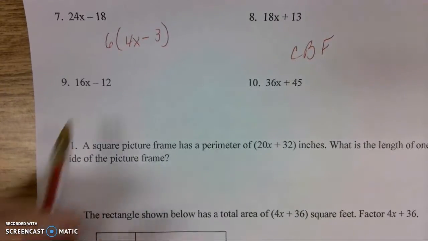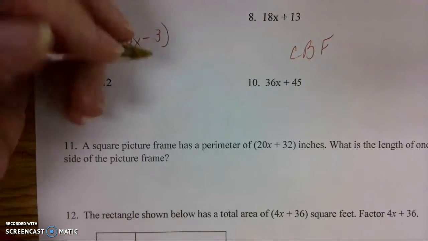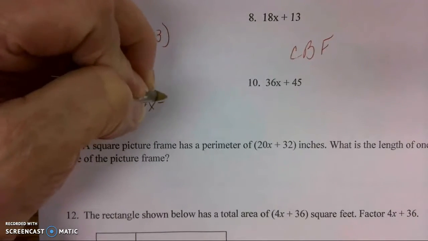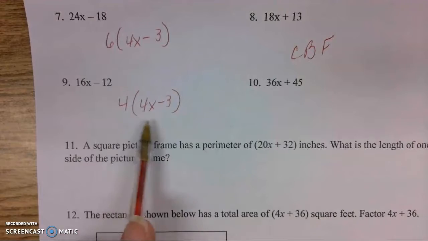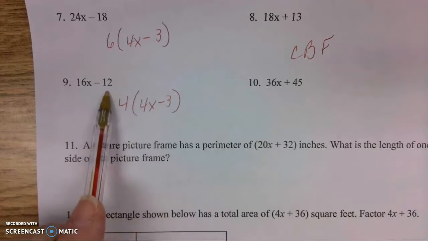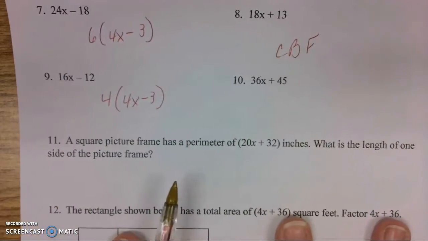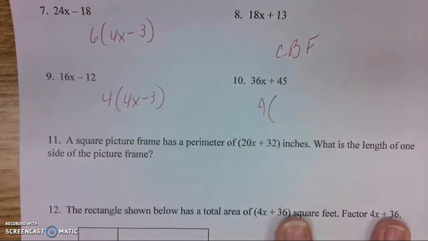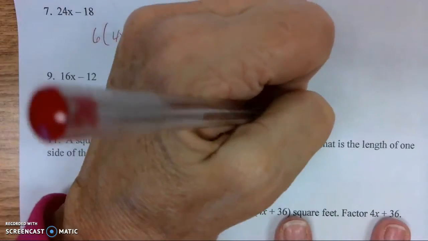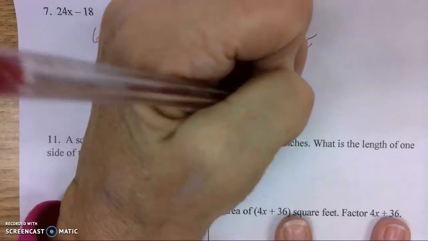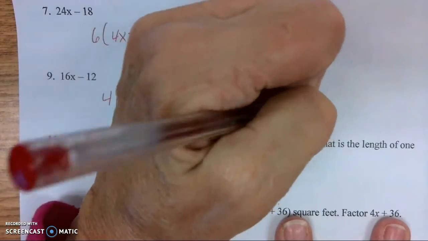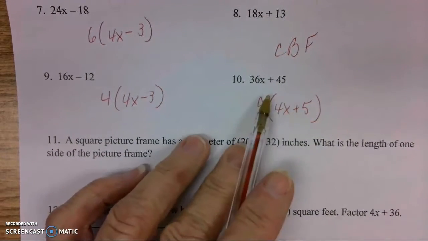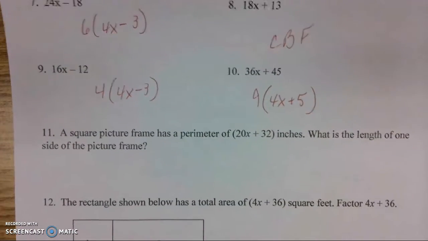On number 9, I have a 16 and a 12. 4x minus 3. 4 times 4 is 16. 4 times 3 is 12. And then finally on number 10, I can factor a 9. 4 times 9 is 36. 5 times 9 is 45. And that's all there is to factoring. Just find the greatest common factor.